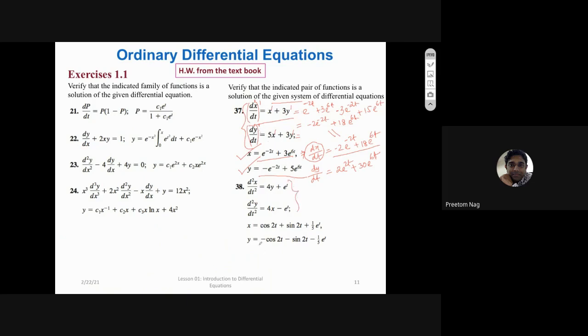How about this one? In this case, d square x by dt square equals 4y plus e to the power t. So this is linear in x as well as linear in y. Yes, linear in x, linear in y. But this is not a first order differential equation. This is a second order differential equation. If you use x and y and put them into the differential equation, you can easily verify that x and y are the solution for this set of differential equations. Okay, I hope you understand how to solve this kind of problem.